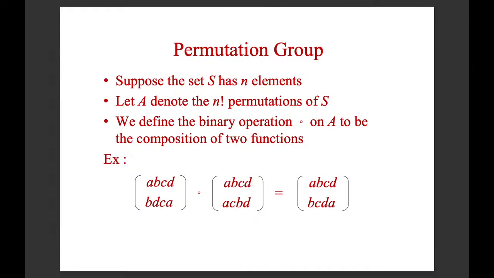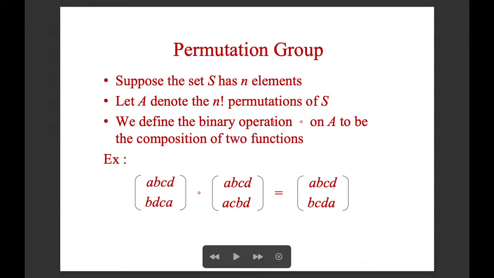Suppose that the ground set S has n elements. We use big A, or sometimes big A with a little subscript n, to denote all the possible permutations of S. So there are going to be n factorial of them.